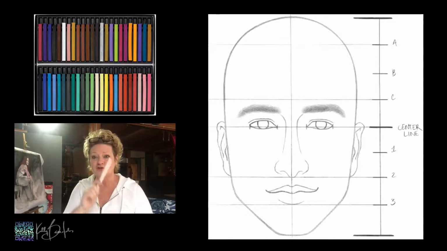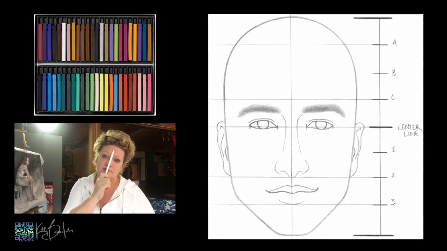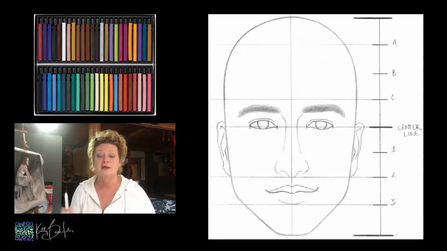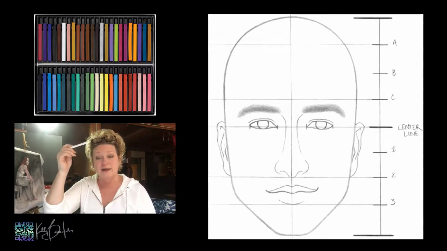Okay, so you're going to do the structure of the face. Some people have a round face, some people have a heart-shaped face, some people have a square jaw, square face, and you're going to find the center line. The one we're doing today is slightly tipped, so you're going to do the center line.